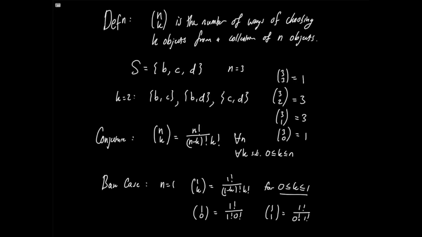Now, 0 factorial is equal to 1 by definition. And 1 factorial is also equal to 1. So this says that this is 1 divided by 1 times 1, which is 1. And it also says that this is 1 divided by 1 times 1, which is 1. So if you've got a set of just one thing, let's say just a bird, and you want to choose 0 things from it, how many ways to do it? Exactly 1. And if you want to choose one thing from it, how many ways? Exactly one. So that means that we're happy that the base case holds.